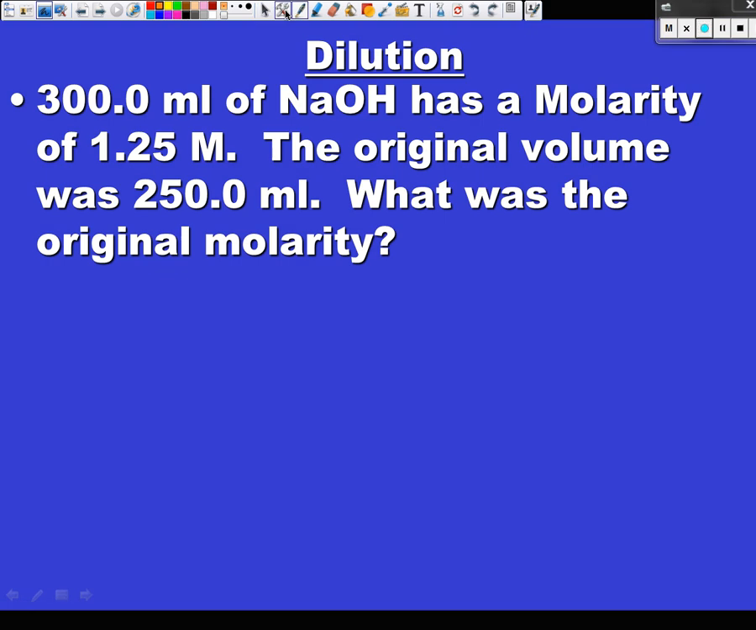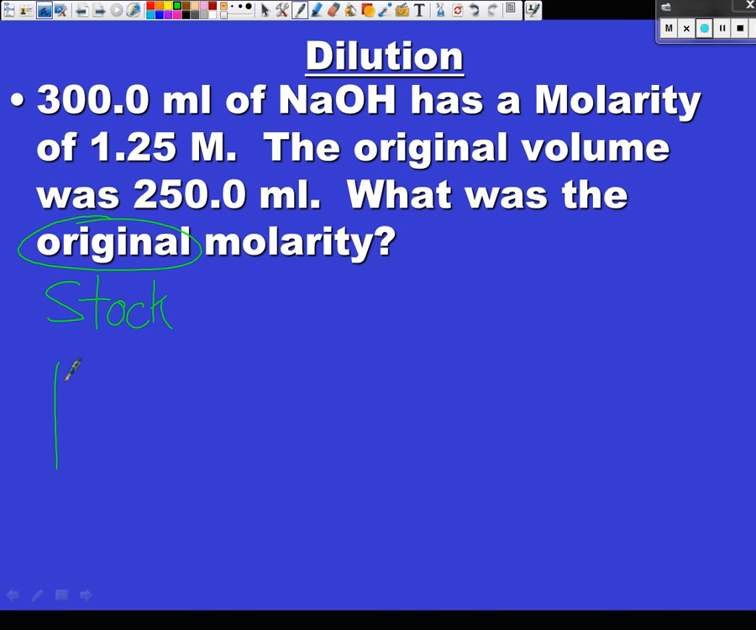I don't want to spend a whole lot of time answering this one because that should be straightforward. It says 30 milliliters of NaOH has a molarity of 1.25 molar. The original volume was 250. What is the original molarity? Now, they throw this word in there, but instead of them using that word, what word could they have used? Stock. Very good. So original is saying the exact same thing as stock.